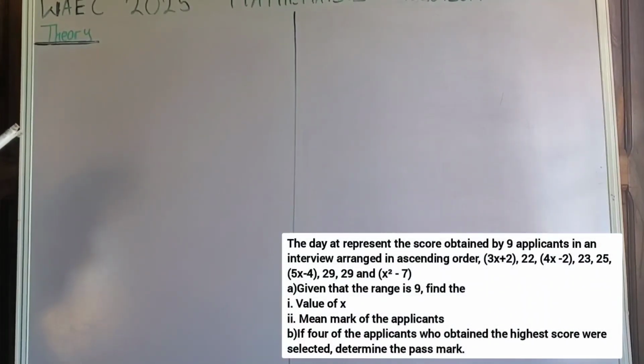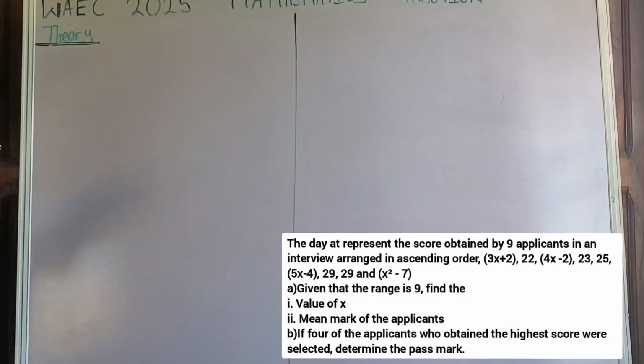The data represents the score obtained by 9 applicants in an interview arranged in ascending order. We have 3x plus 2, 22, 4x minus 2, 23, 25, 5x minus 4, 29, 29, and x squared minus 7. Given that the range is 9, find the value of x, the mean mark of the applicants. And 5b says: if 4 of the applicants who obtained the highest score were selected, determine the pass mark.